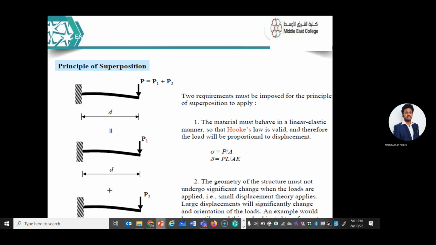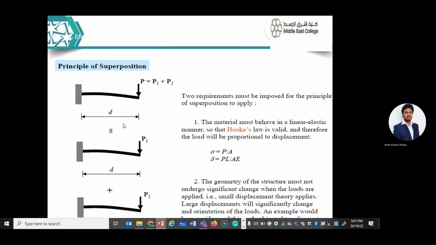So there is a principle of superposition theorem. In your mathematics, you have different theorems, right? To derive a formula, we have to derive some theorem. Similarly, here we need not derive any theorems. From this superposition principle, it is stated that P is equal to P1 plus P2. P is the total load.